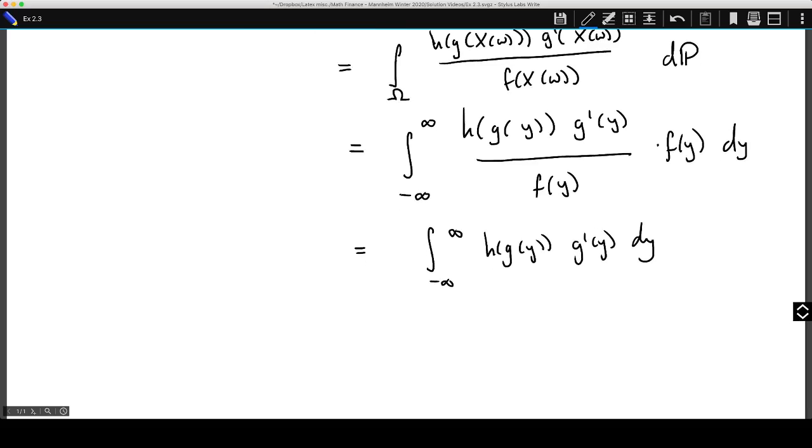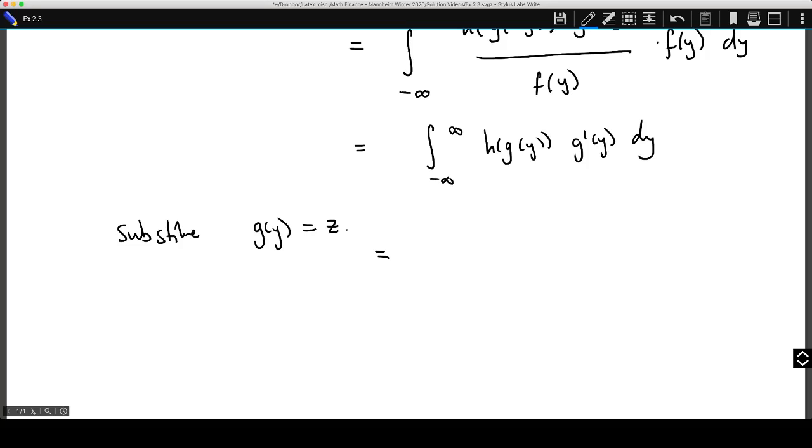And now we can substitute g(y) equals, let's call this little z. And this, of course, is the purpose of taking g at minus infinity to be equal to minus infinity and at plus infinity to be equal to plus infinity, because when we substitute in, the limits of this integral don't change. And of course, by assumption, we assume this on h, that integral is equal to 1.